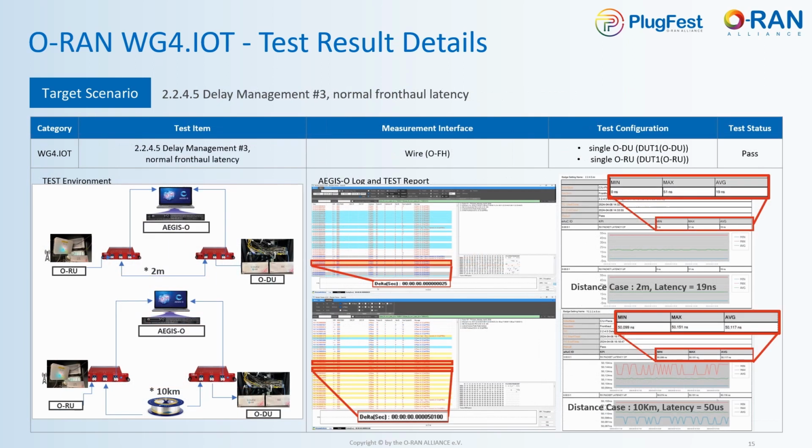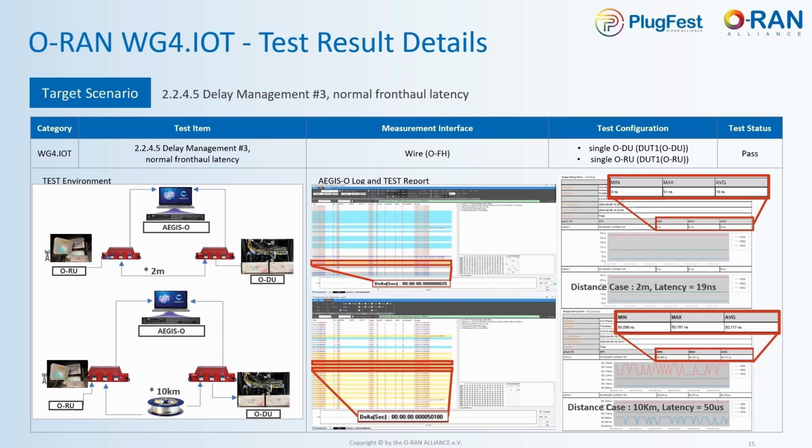The last test item is delay management in the CU plane. Since EasySO cannot measure the time between RU and antenna, the latency of packets between the RU and DU was measured. As you can see in the picture on the left, two taps were installed between RU and DU, and the test was conducted by changing the cable length between taps.